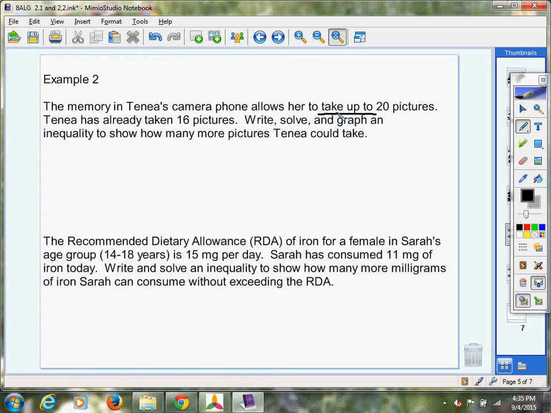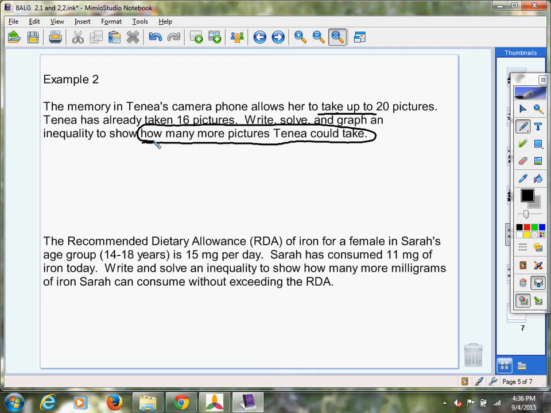All right, now she's already got 16 pictures. And she's already taken those 16 pictures. But her camera can take up to 20 pictures. Must be a really old-fashioned camera, because most cameras can take a lot more than that. So our goal is to write, solve, and graph an inequality to show how many more pictures Tanea could take. How many more pictures Tanea can take, that's really what we're looking for. That would be our variable, okay?